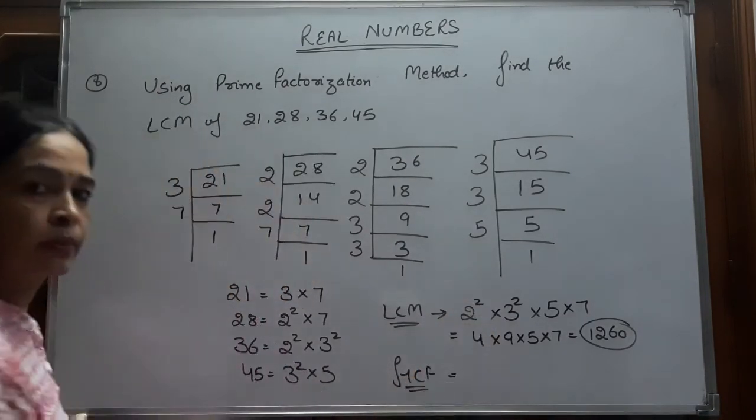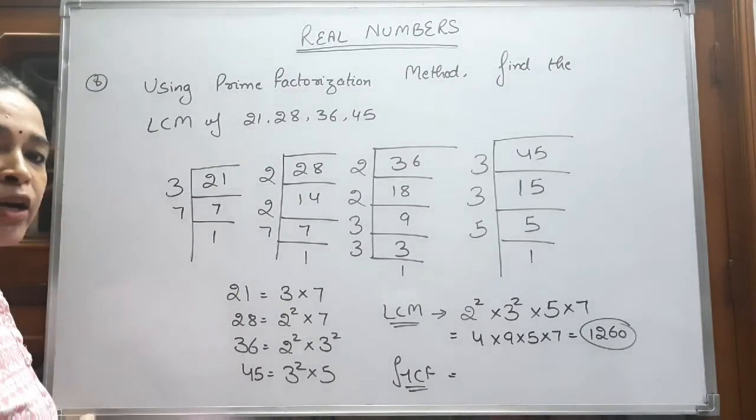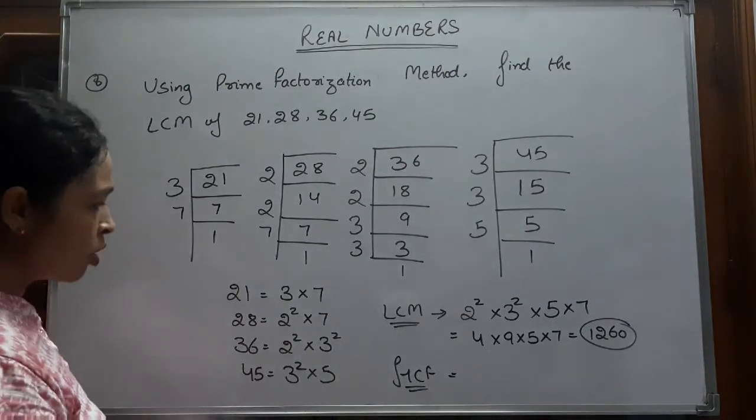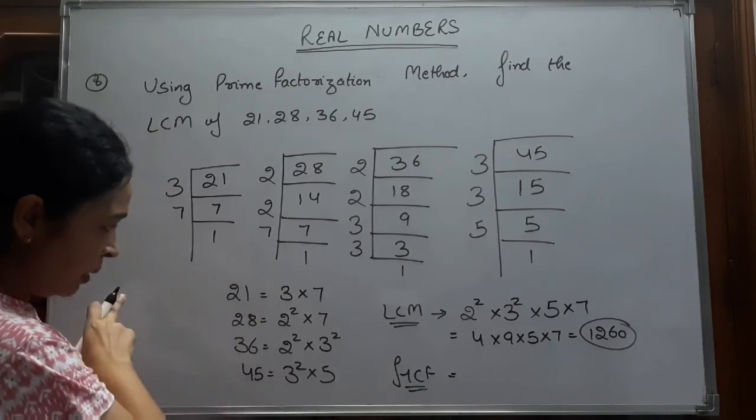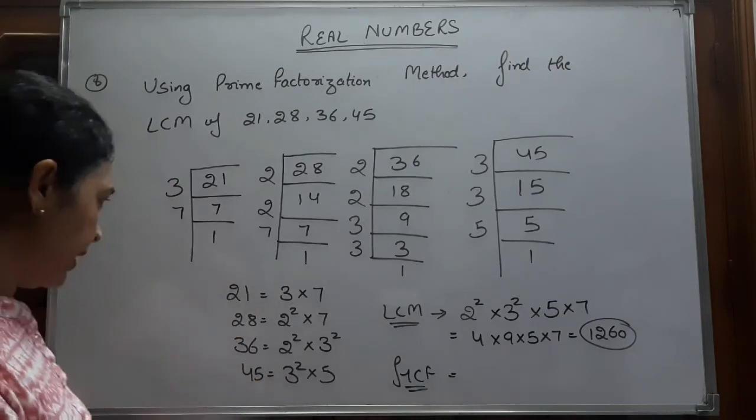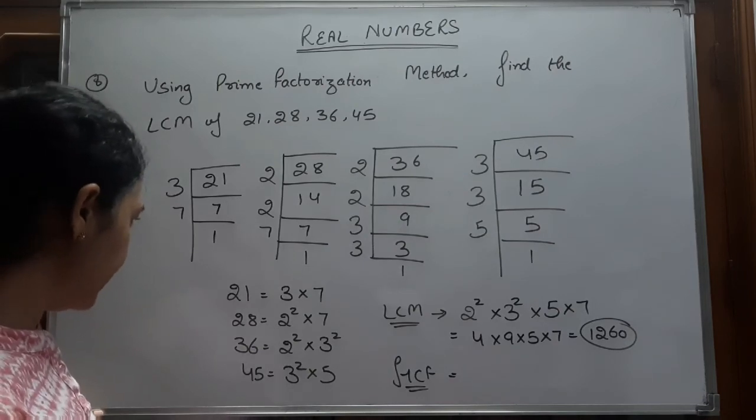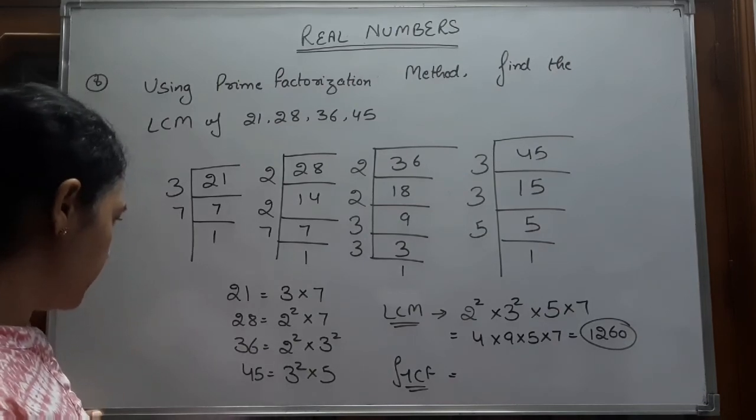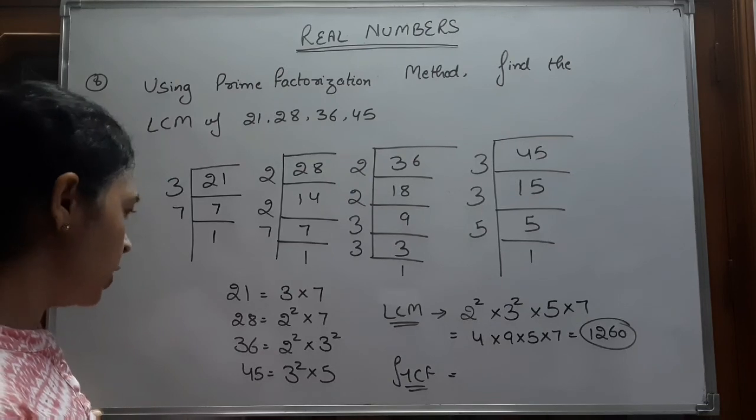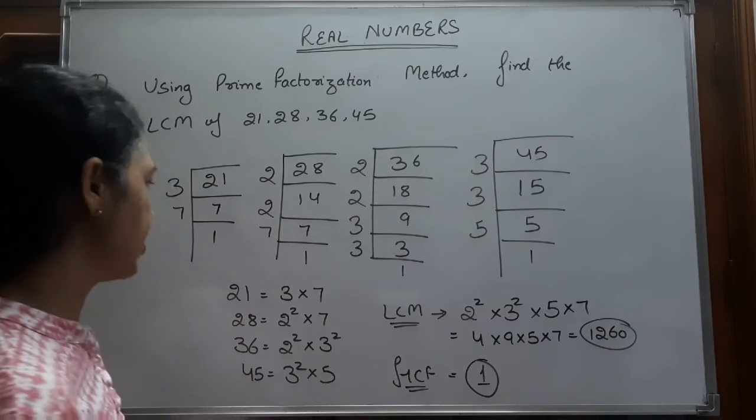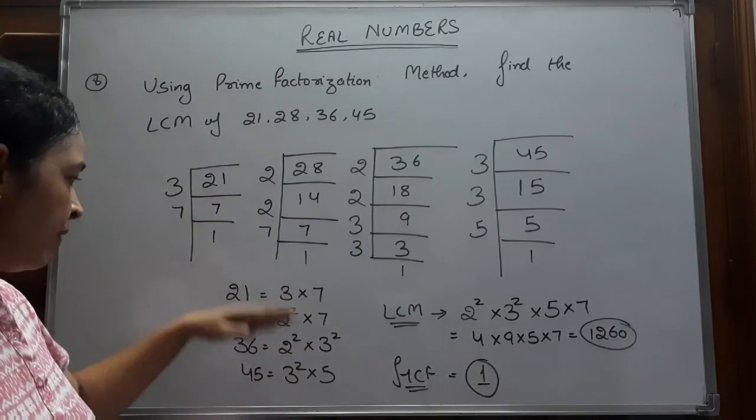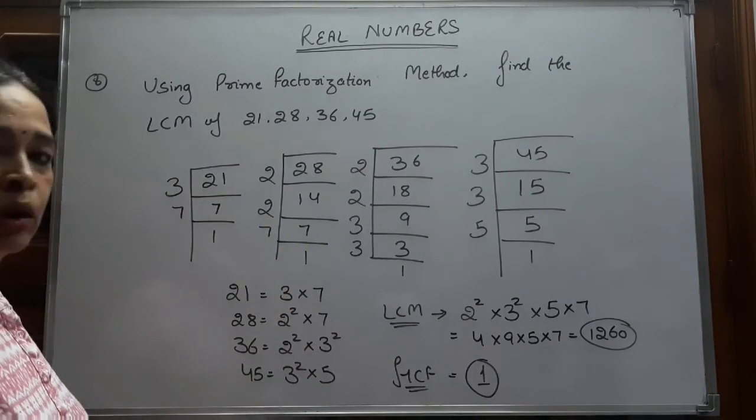Now if we have to find the HCF, what will be the HCF? What is HCF? The lowest power of the common factor. Which is a common factor in these? We don't have 2 in 21. We don't have 3 in 28. Do we have anything common in these? No. So the HCF is 1. 1 is the HCF because we don't have any factor which is common in all the 4.